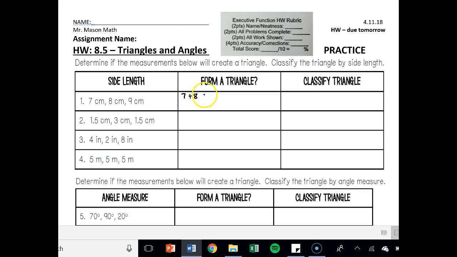So is 7 plus 8 greater than 9? Yes, it's greater than 9. 15 is greater than 9. What about 8 plus 9? Is that greater than 7? Yes, because 8 plus 9 is 17, and that's greater than 7. And then what about 7 plus 9? Is that greater than 8? Yes, again, because 7 plus 9 is 16, and that's greater than 8. So your answer is yes.